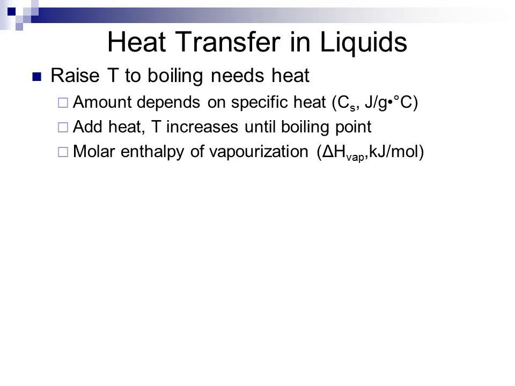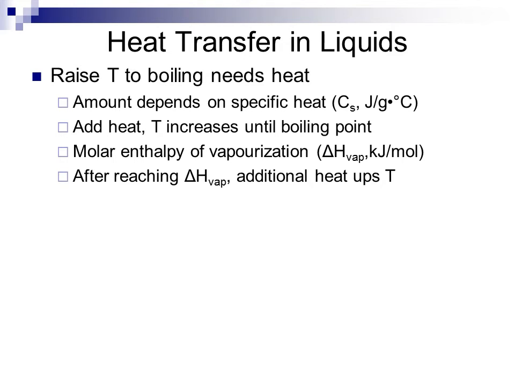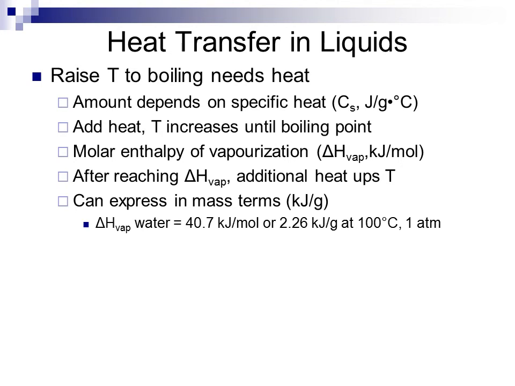The term molar enthalpy of vaporization is used to express the amount of heat that needs to be added to vaporize a mole of a substance at its boiling point. So after a substance reaches the molar heat of vaporization, if you've added enough heat to vaporize that substance, additional heat will then increase the temperature of the vapor. We can express the molar heat of vaporization in mass terms as well as in mole terms, so in kilojoules per gram as well as kilojoules per mole.